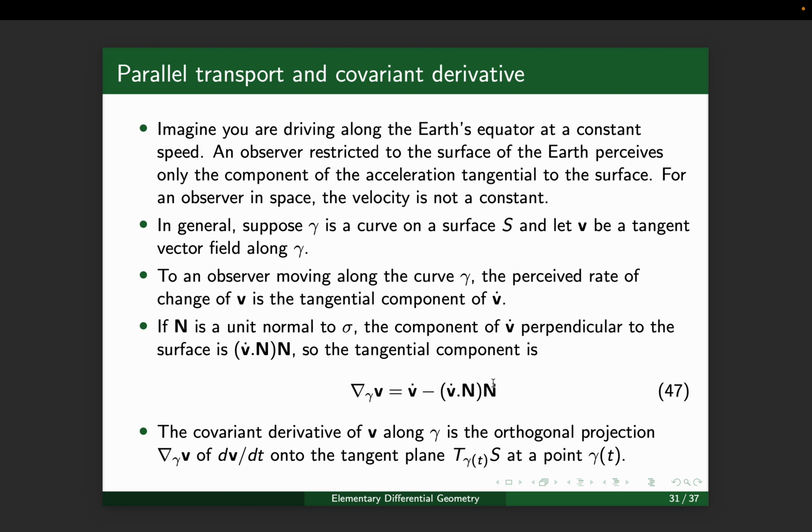So the rate of change of V minus the projection of the rate of change of V along the standard unit normal gives the tangential component of the rate of change of V along the curve gamma. This quantity, in equation 47, is known as the covariant derivative of V along gamma. It's the projection of the V dot onto the tangent plane at the point gamma of t.